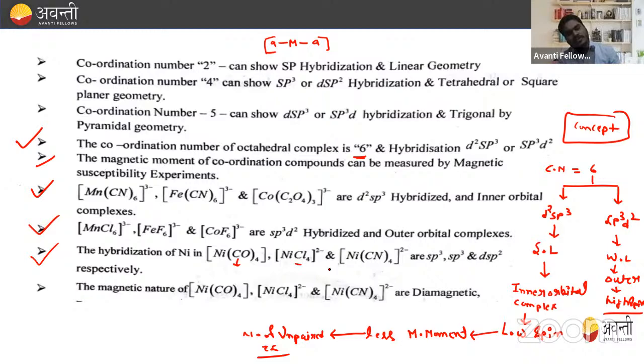Now, Cl is a weak ligand, so the geometry is sp3. CN is a strong ligand, so the geometry is obviously dsp2, right? Now, if you want to calculate the magnetic moment of Ni(CO)4, NiCl4, Ni(CN)4, they are all diamagnetic in nature, because they do not have unpaired electrons. If they do not have unpaired electrons, it must be diamagnetic. For paramagnetic, it must contain unpaired electrons. Is it clear to everyone? If you have any doubt, beta? Clear? Okay.